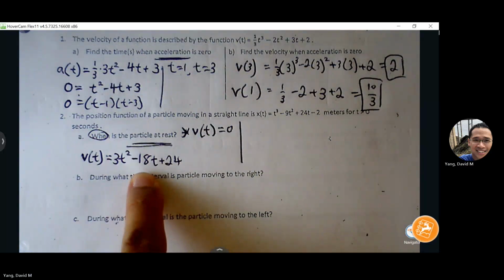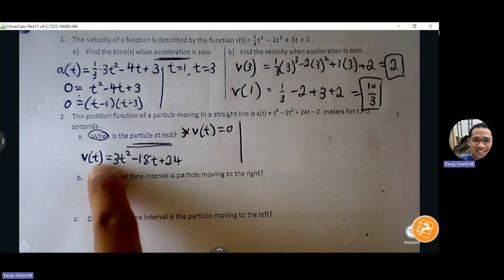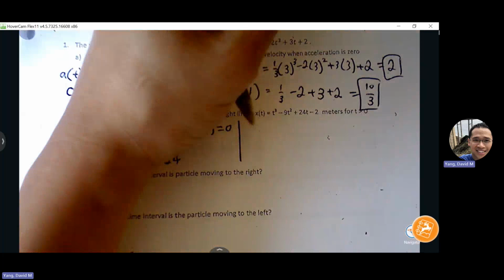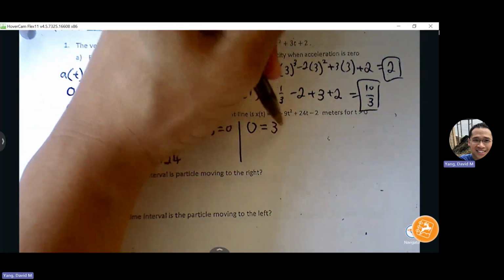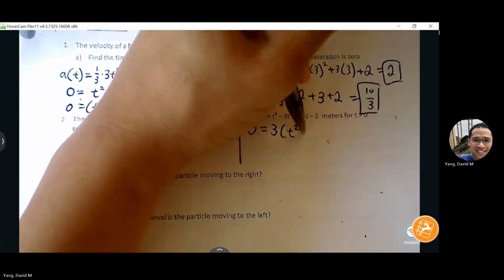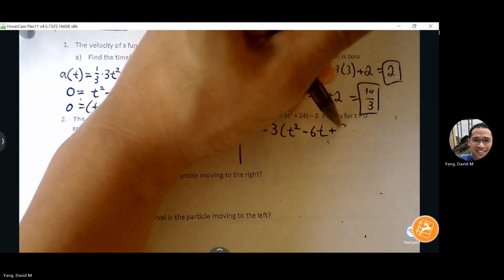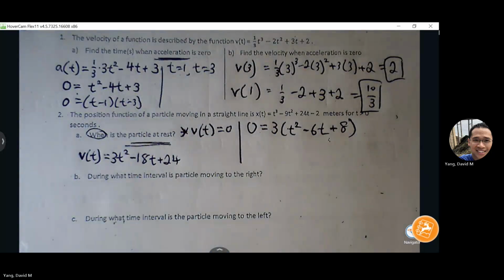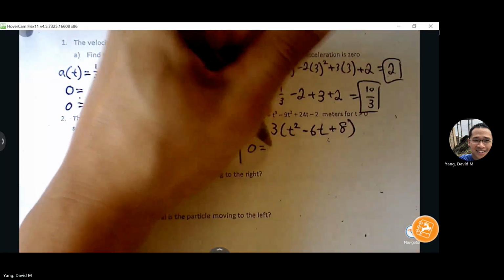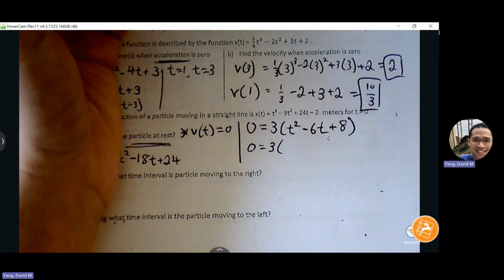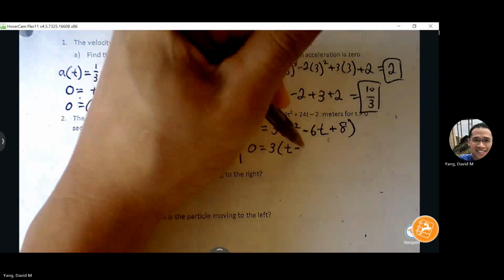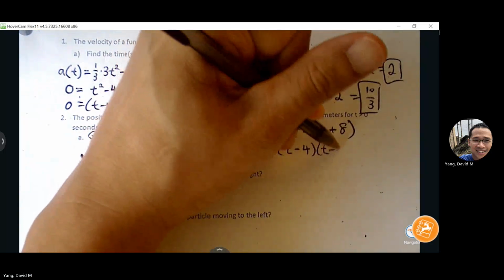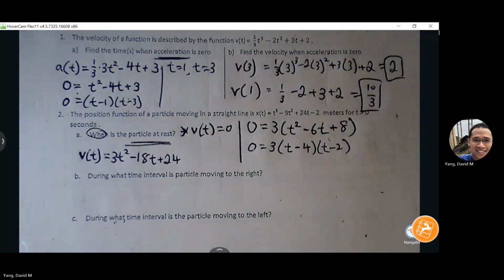What's your next step? Yeah, replace v of t with 0, right? Not t with 0, you're replacing v of t with 0. So I can actually take out a GCF here, take out a 3. Multiplies to be 8, adds to be -6. -2 and -4.